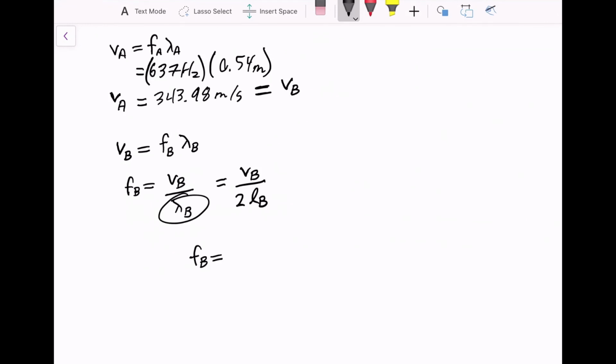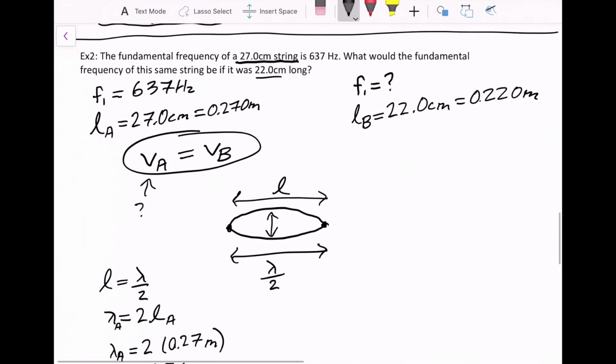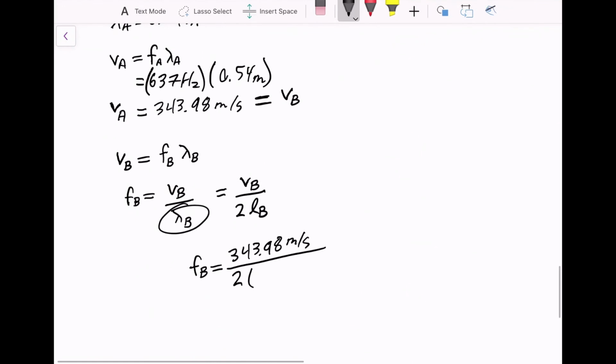So the frequency is 343.98 meters per second divided by 2 times the length of that second string, which was 0.22 meters. Our units cancel out, and we're left with a fundamental frequency of 782 hertz.